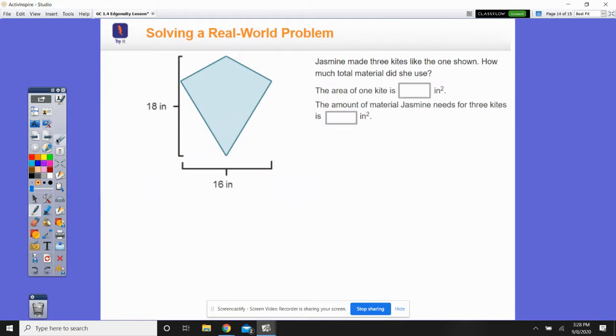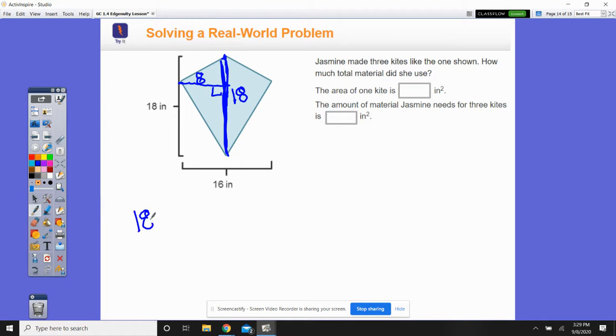Okay, how about this one? Jasmine made 3 kites like the one shown. How much material did she use? So what is the area of one kite? Well, we'll have to cut it right here. We'll find the area of this triangle. The base of the triangle is this length here. That is 18. The height of the triangle, it's 16 all the way across, so half of that is 8.